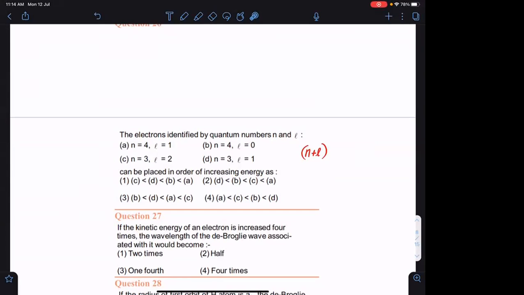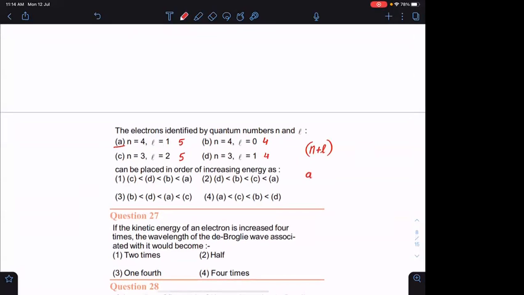Highest energy किसके लिए रहेगा? इसके लिए n plus l का value 5 है. इसके लिए 4. Here also you have, and here you are having 4. The highest is A, then C, then B, then D. Or D is less than B less than C less than A. Option 2.